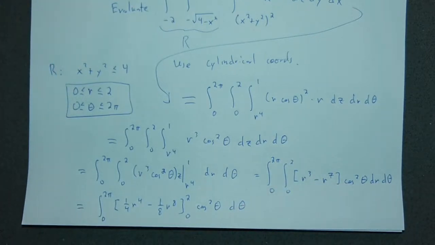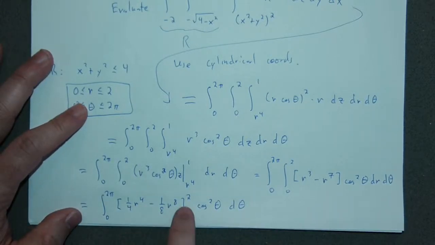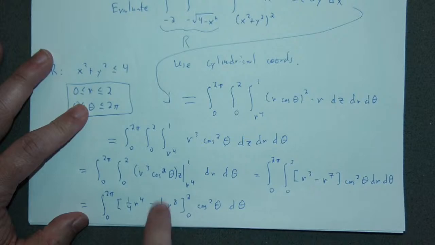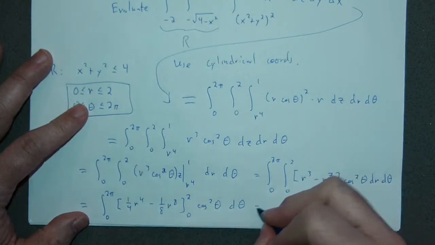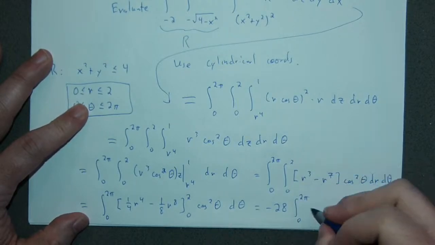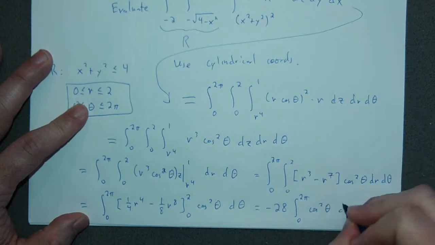All right. So let's think here. Plugging in 0 into both of these, I get 0, so I only have to worry about this 2 term. So what do I get? I get 1/4 times 2 to the 4th. So that's 16 over 4. So that's 4. Right? Minus 1/8 times 2 to the 8th. 8 is 2 cubed, so this is 2 to the 5th really, so that's 32. So this would be 4 minus 32, which is minus 28. So this would be minus 28 times the integral from 0 to 2 pi of cosine squared theta d theta.